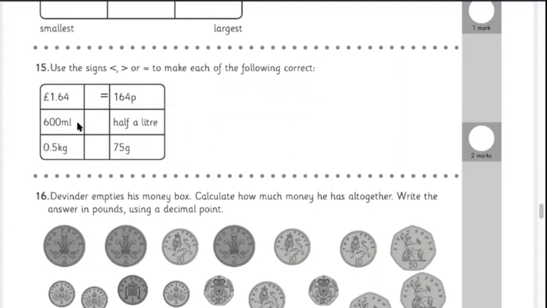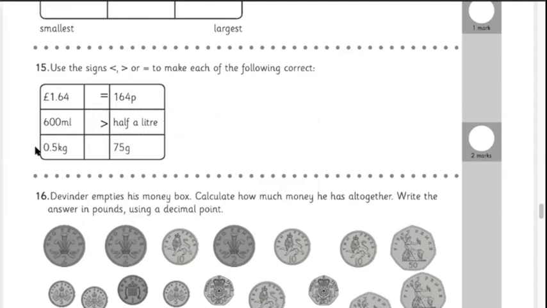Now, 600 millilitres, half a litre. Now, Victoria, where's Victoria? Is she still here? Or is she gone? Now, I always ask Victoria how many millilitres are in a litre, which is 1,000. So half a litre is going to be 500. So we know that 600 is more than 500. So it's, there we go, this symbol here.